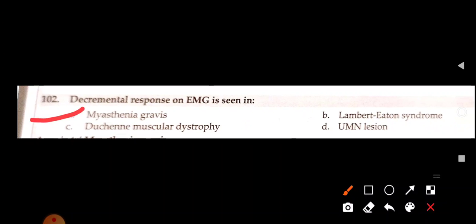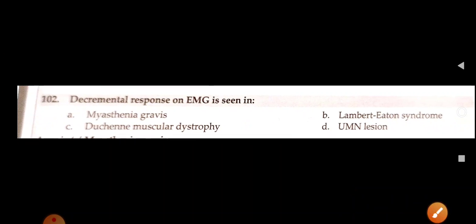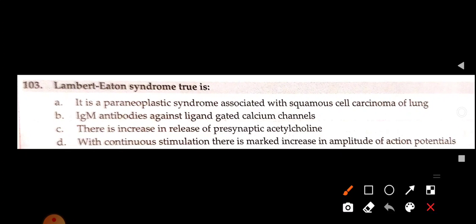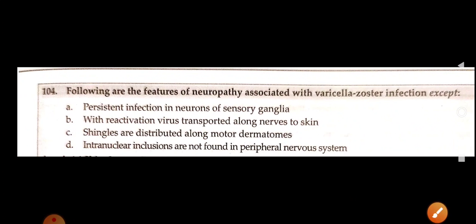Due to muscle activity, muscles become worse in myasthenia, but in Lambert-Eaton syndrome, due to muscle activity, the body gets energy. Okay, now Lambert-Eaton syndrome, true is the same line which I told: with continuous stimulation there is a marked increase in amplitude of action potential. Okay, so hope it's clear.